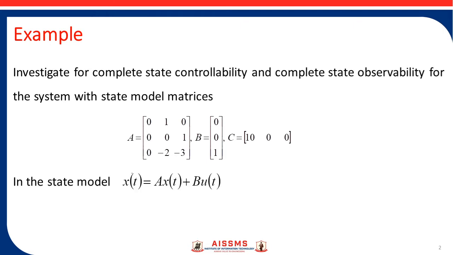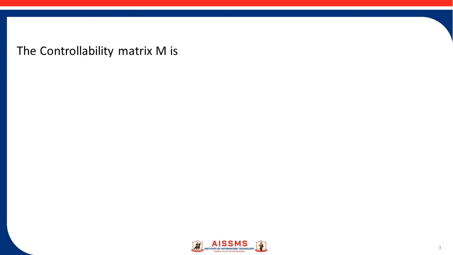In the state model, x dot of t is equal to Ax of t plus Bu of t, and the output equation is y equals Cx. Whenever you are going to find out whether the system is completely state controllable or completely state observable, for that you must have the controllability and observability matrix equations. So first of all, we'll see whether the system is completely state controllable or not.